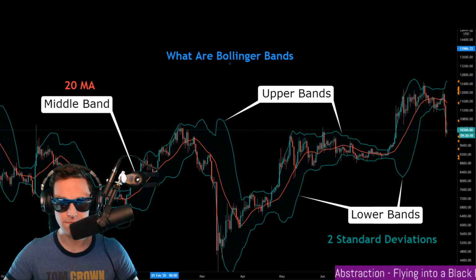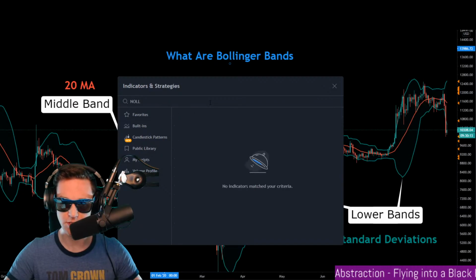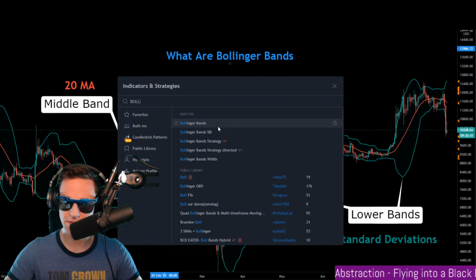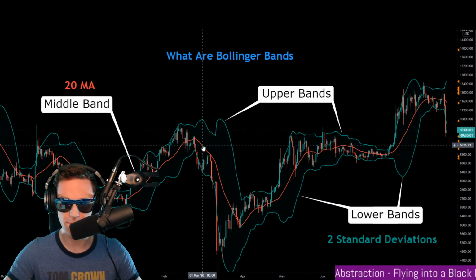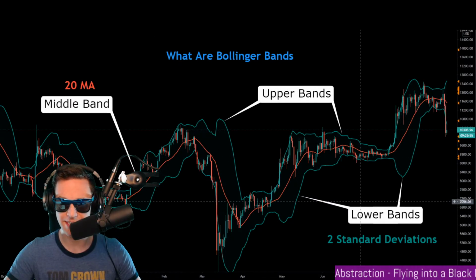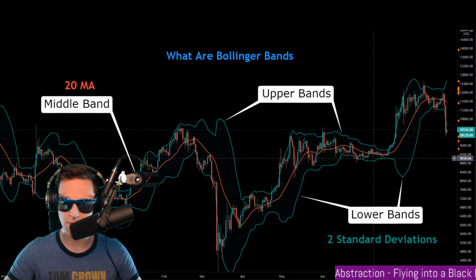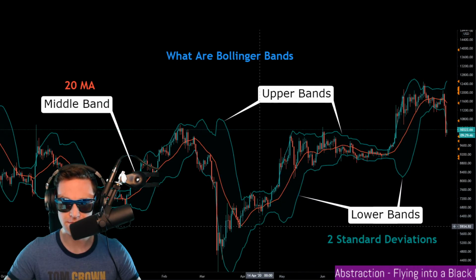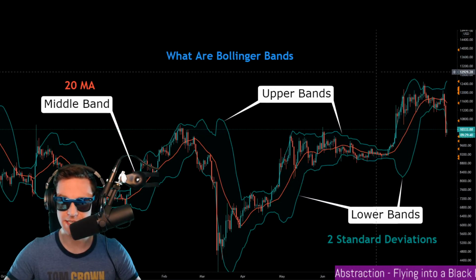So what are they? Bollinger Bands are an indicator on TradingView. Just type in Bollinger. It'll be the first thing that pops up, built in. So Bollinger Bands are made of 3 pieces. We have the middle band here that I've turned red to make it a little more visible. And that is just a 20 moving average. Below the 20 moving average, you'll see the lower band, and above you'll see the upper band. Pretty simple. It's a nice visual indicator that is very commonly used.